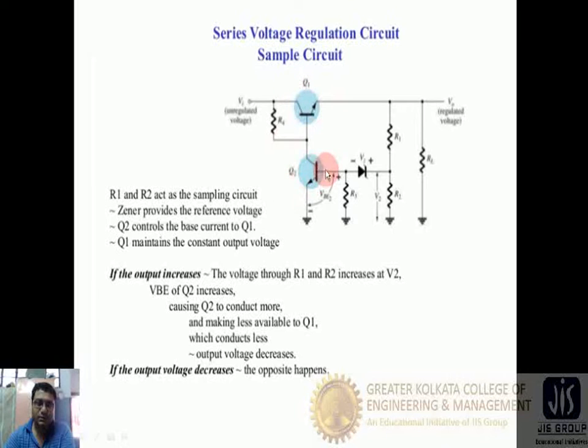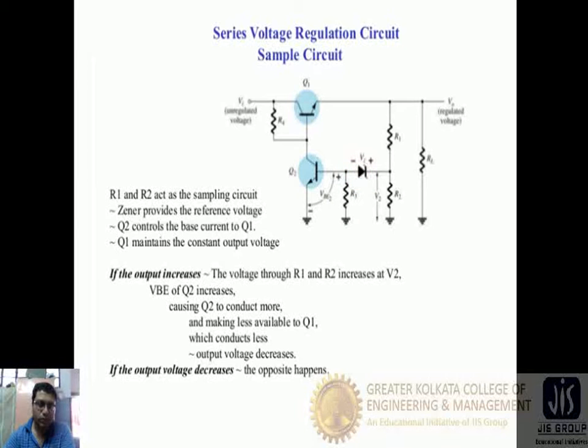It is Q1 and it is Q2. You can see the base current of Q1 is controlled by the Q2, and this Zener diode provides the reference voltage. The Zener diode here in this case is used in reverse bias, you can see. So this reverse Zener voltage acts as a reference voltage.